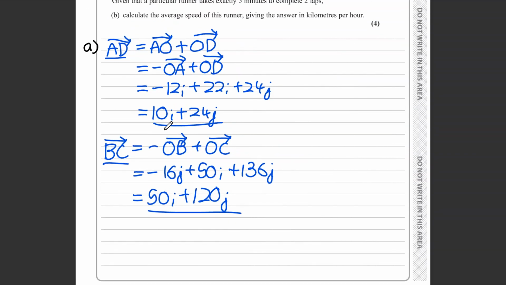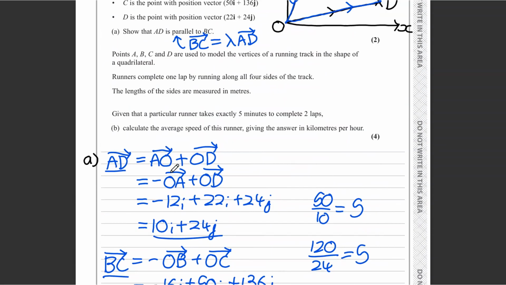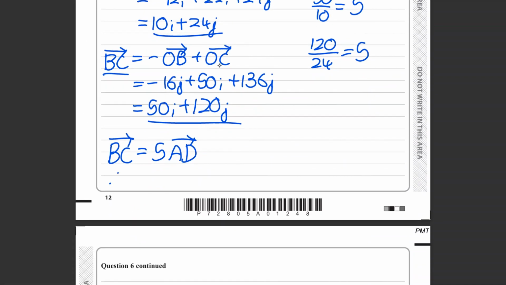Now we need to prove that these are multiples of each other. So if we look at i and j, if we start with i, 50 divided by 10, if you put this in your calculator, is obviously just 5, and then 120 over 24 is also equal to 5. So therefore, BC is 5 times bigger than AD. So as we found that this scalar here is 5, the vectors AD and BC are parallel.